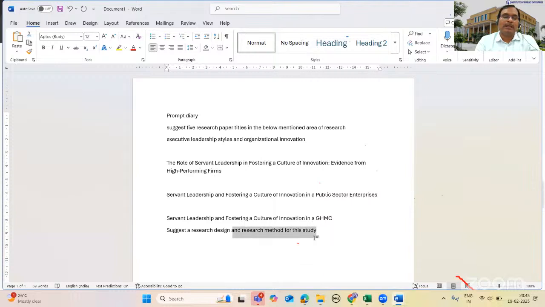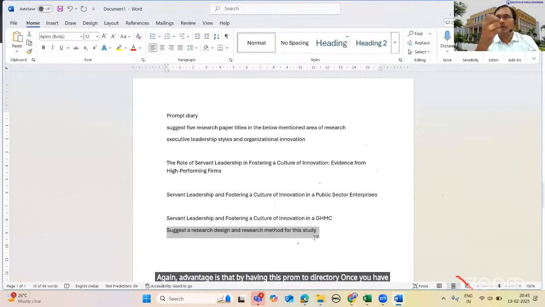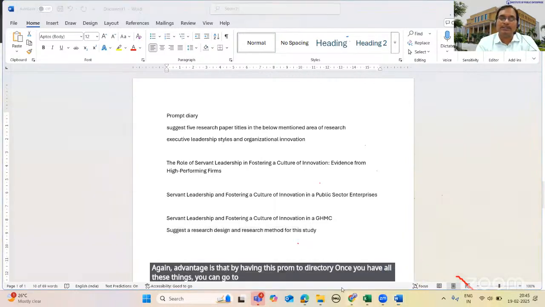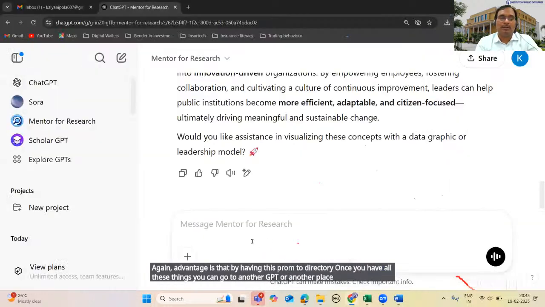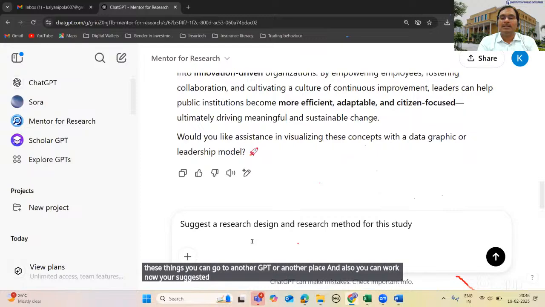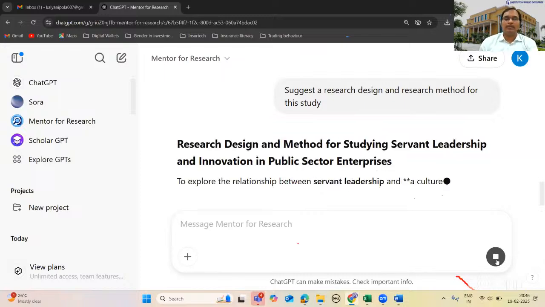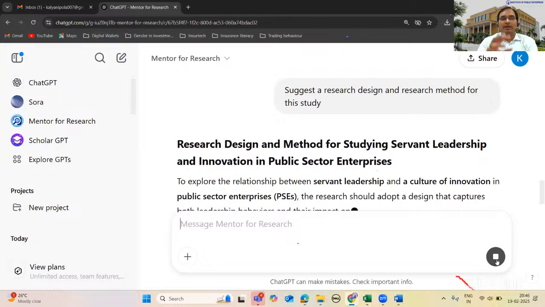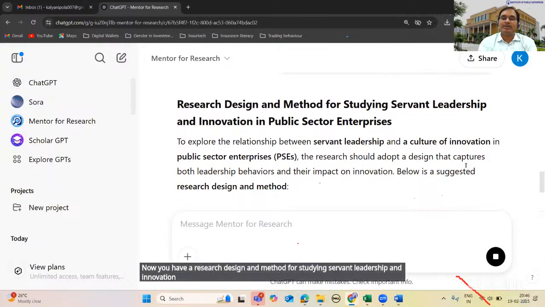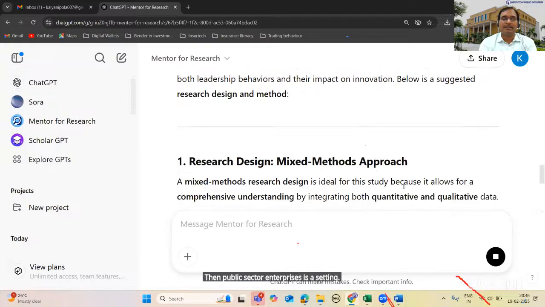Again, the advantage of having this prompt directory is that once you have all these things, you can go to another GPT or another place and also work there. Now you suggest a research design and research method for this study. Now you have a research design and method for studying servant leadership and innovation. They explore the relation between servant leadership and culture of innovation, with public sector enterprises as the setting.